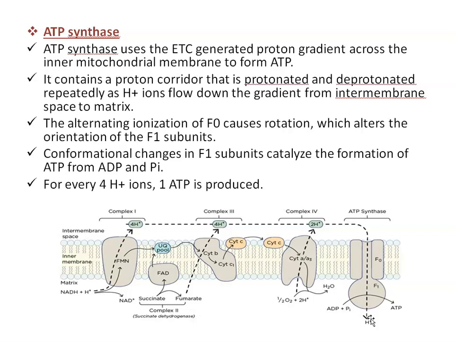So alternating ionization of F0 causes rotation, which alters the orientation of the F1 units. F1 is hydrophilic and faces toward the mitochondrial matrix, as you can see here. Conformational changes in the F1 subunit catalyze the formation of ATP from ADP and Pi. For every 4 protons, meaning 4 hydrogen ions, 1 ATP is produced.